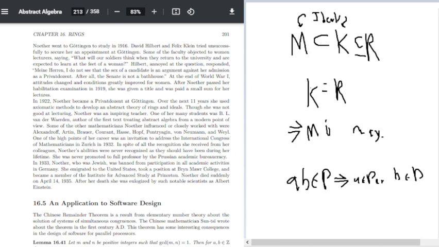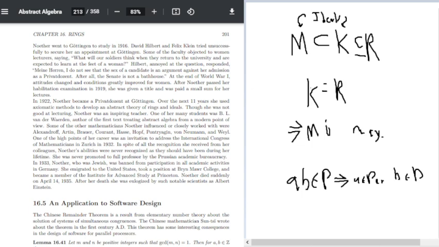One of the high points of her career was an invitation to address the International Congress of Mathematicians in Zurich in 1932. In spite of all the recognition she received from her colleagues, Noether's abilities were never recognized as they should have been during her lifetime. She was never promoted to full professor by the Prussian Academy bureaucracy.